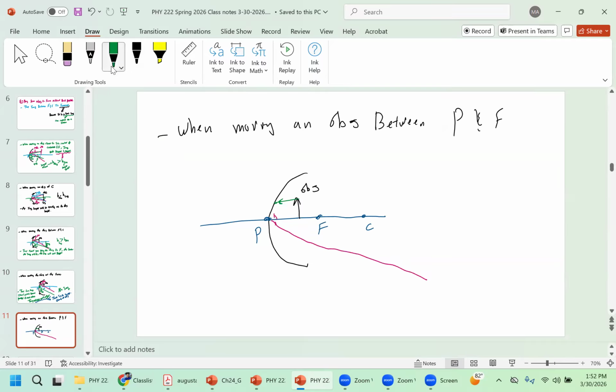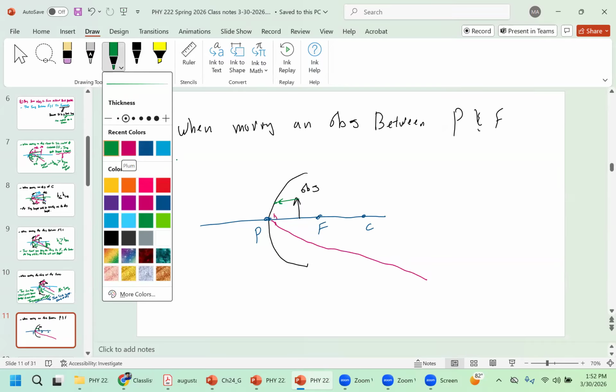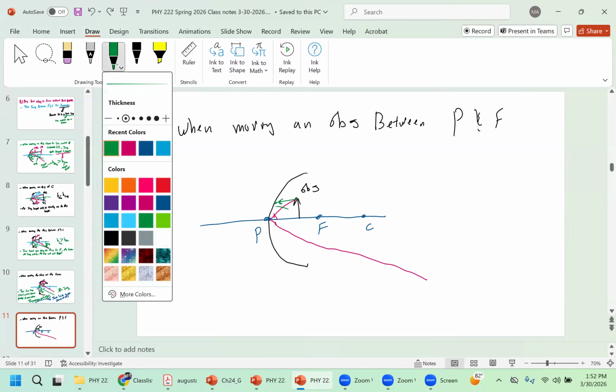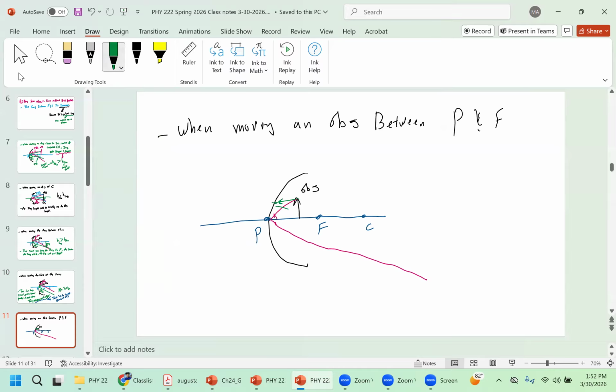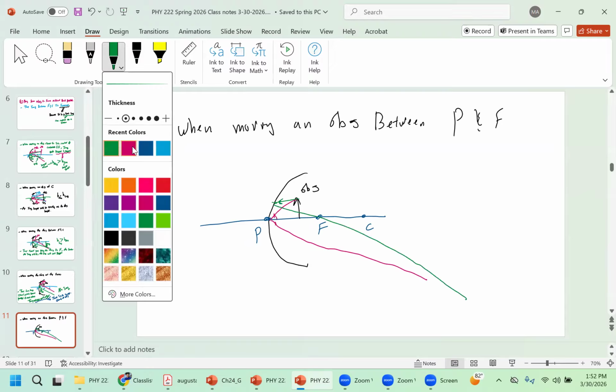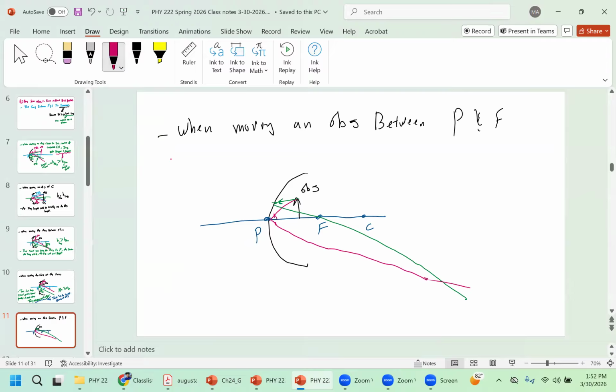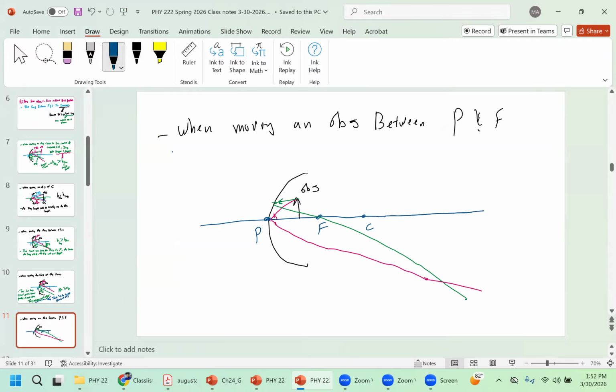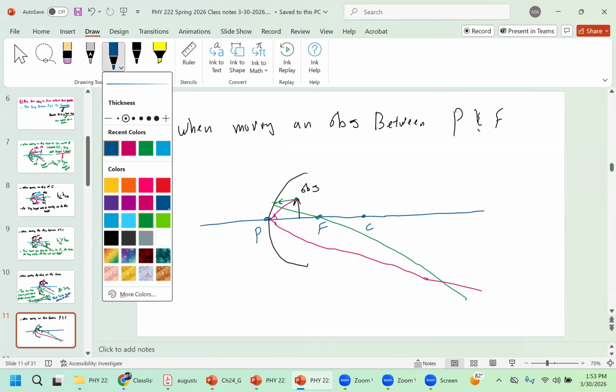Again, this is a horrible way of me drawing a line, and I'm very sorry. There's no way to do this on the software. Let me extend this one also. This one extends, let's say, over here. And that's where you're getting your image.